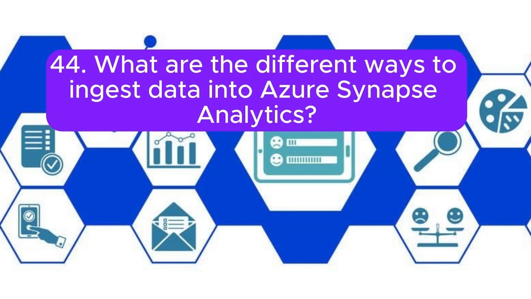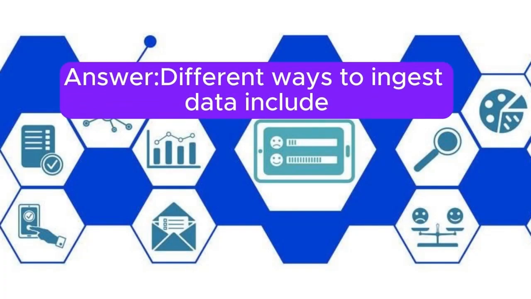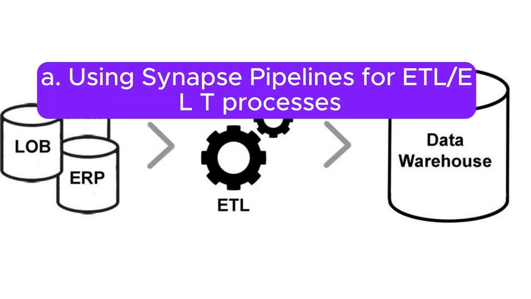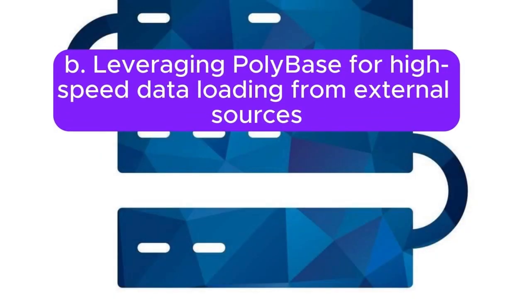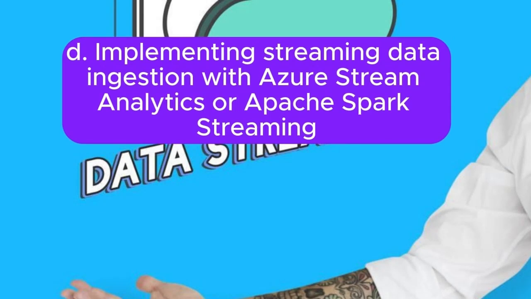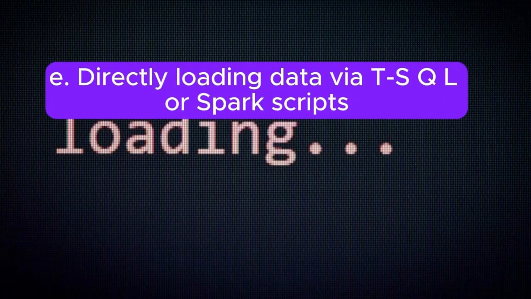44. What are the different ways to ingest data into Azure Synapse Analytics? Answer. Different ways to ingest data include A. Using Synapse pipelines for ETL or ELT processes. B. Leveraging PolyBase for high-speed data loading from external sources. C. Using Azure Data Factory for data integration. D. Implementing streaming data ingestion with Azure Stream Analytics or Apache Spark Streaming. E. Directly loading data via SQL or Spark scripts.